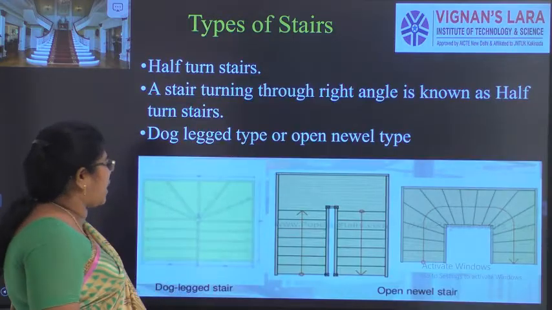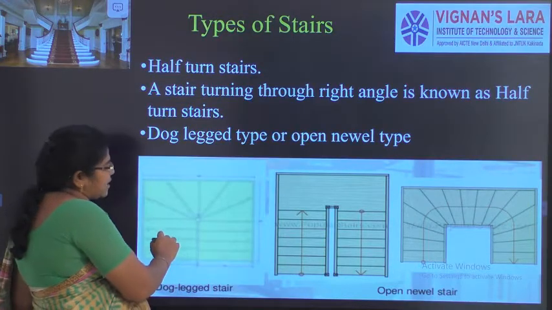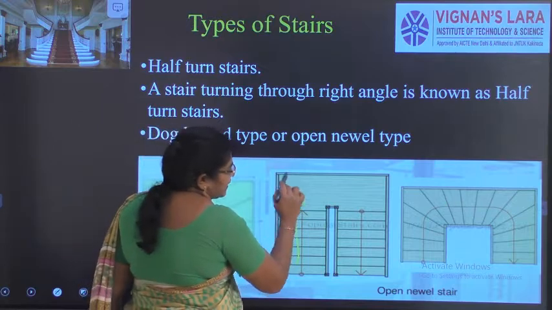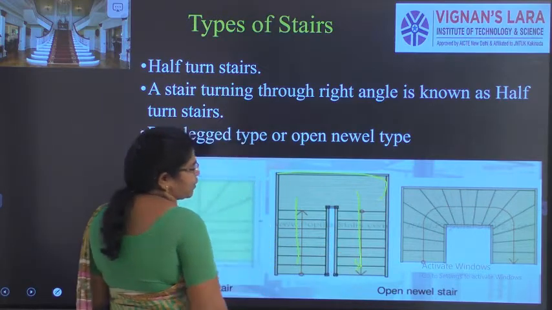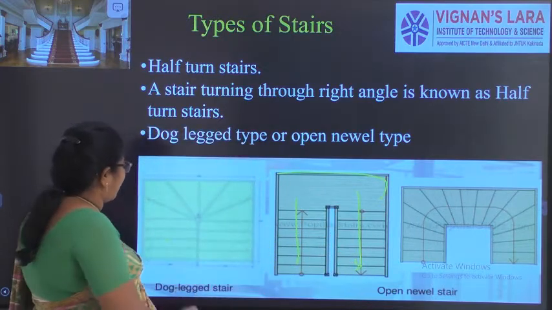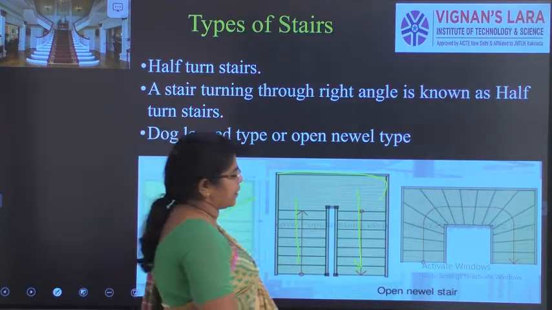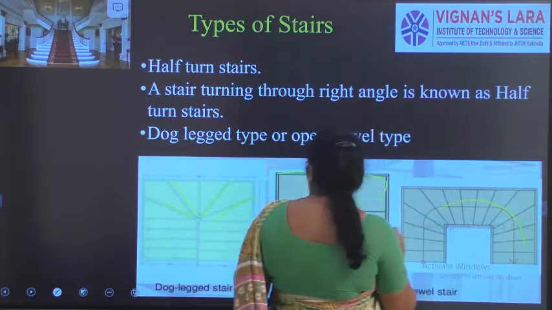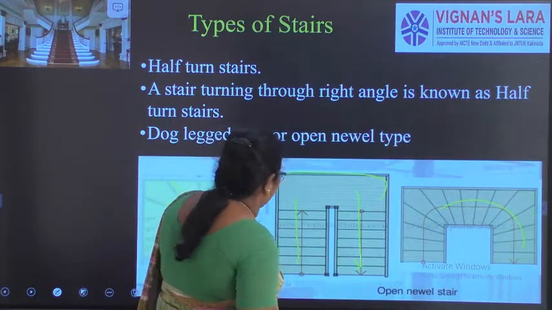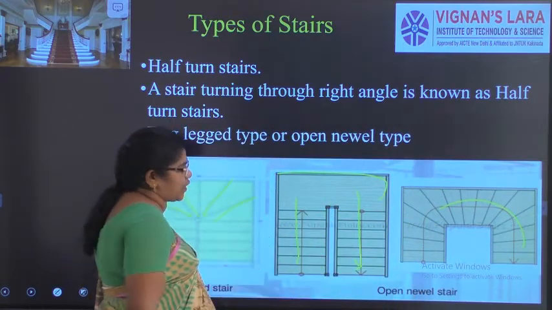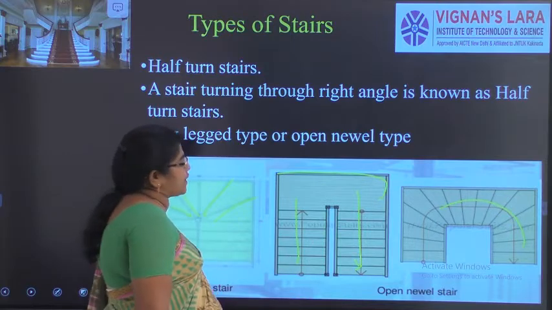Now we will talk about the half turn staircase. The half turn staircase will be mostly like this. There will be a landing and again we can climb like this. Otherwise it will be provided with windows also. You can see here it is provided with windows. Here it is not provided with windows. If it is not provided with windows, we call it a half turn staircase.